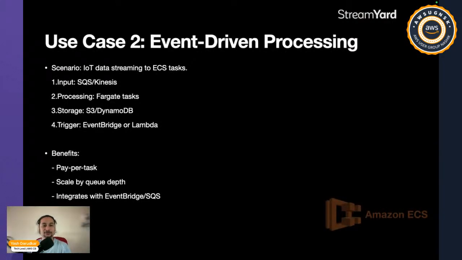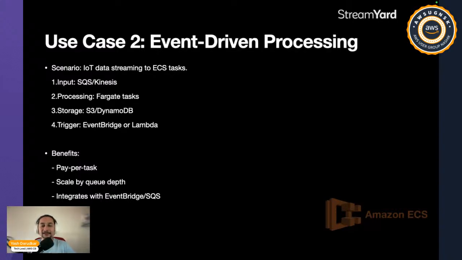Okay, so the use case two, event driven processing. Let's say we have IoT data streaming to ECS tasks. So one is SQS Kinesis. Processing is happening with Fargate tasks, and the storage we are using is S3 and DynamoDB. And the trigger is EventBridge or Lambda.